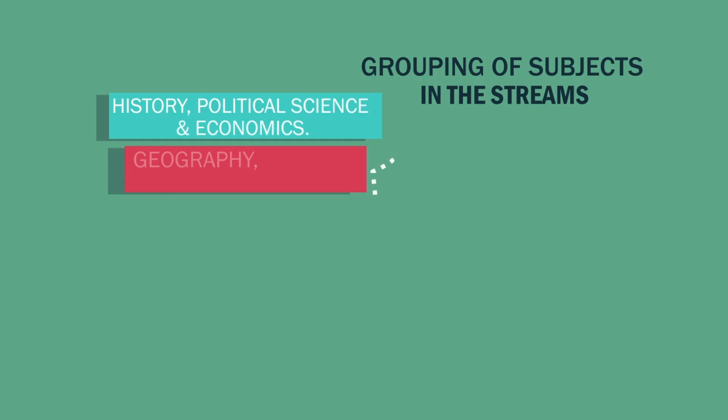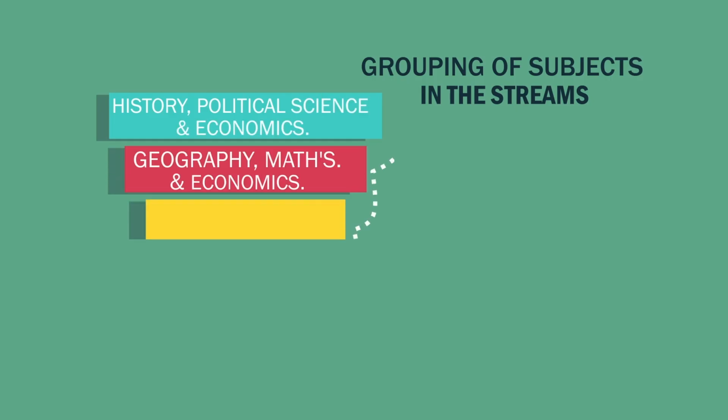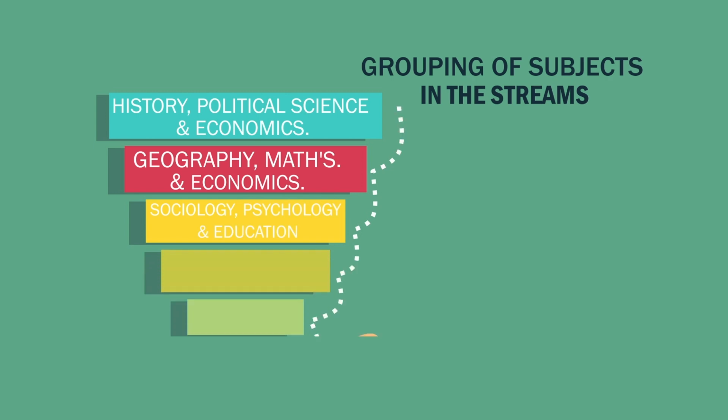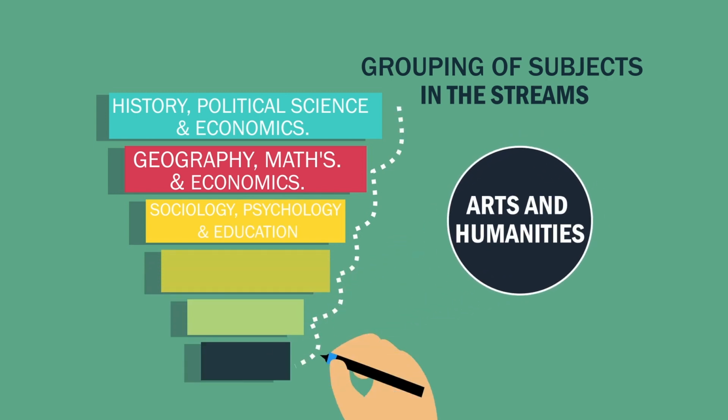Then to talk about arts and humanities, especially the languages and social sciences, apart from the language, students may select social science, psychology and education as one group, history, political science and economics as another group, geography, mathematics and economics as another group. Accordingly, other subjects like anthropology, statistics, philosophy can also be used for making many other groups. So these groups are practiced in different streams for providing adequate knowledge to the students.